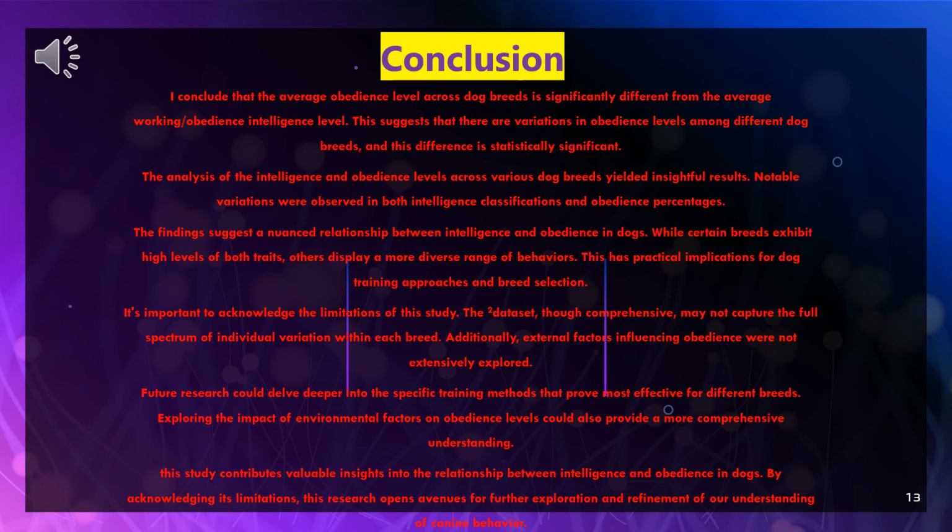It's important to acknowledge the limitations of this study. The dataset, though it was comprehensive, may not capture the full spectrum of individual variation within each breed. Additionally, external factors influencing obedience were not extensively explored. Future research could delve deeper into the specific training methods that prove most effective for different breeds. Exploring the impact of environmental factors on obedience levels could also lead to a more comprehensive understanding. This study contributes valuable insights into the relationship between intelligence and obedience in dogs. By acknowledging its limitations, this research opens up avenues for further exploration and refinement of our understanding of canine behaviors.